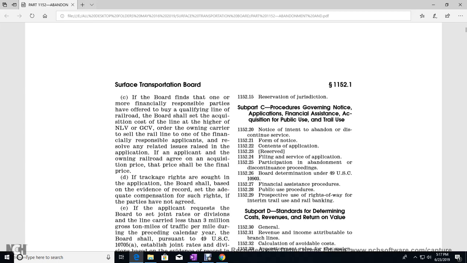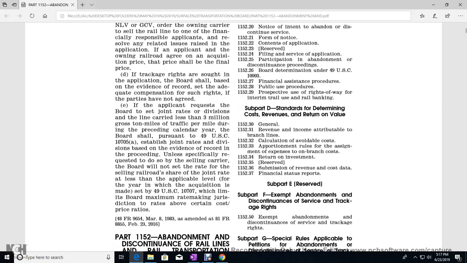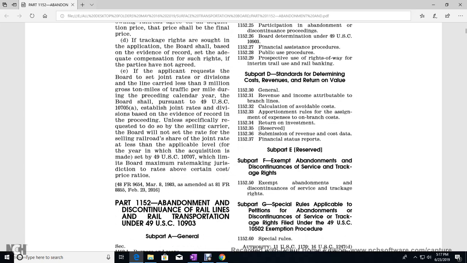1152.27, Financial assistance procedures. 1152.28, Public use procedures. 1152.29, Prospective use of right-of-way for interim trail use and rail banking. Subpart D, Standards for determining costs and revenues and return on value. 1152.30, General. 1152.31, Revenues attributable to branch lines. 1152.32, Calculation of avoidable costs. 1152.33, Apportionment rules for the assignment of expenses for the on-branch costs. 1152.34, Return on investment. 1152.35, Reserved. 1152.36, Submission of revenue and cost data. 1152.37, Financial status report. Subpart E, Reserved.